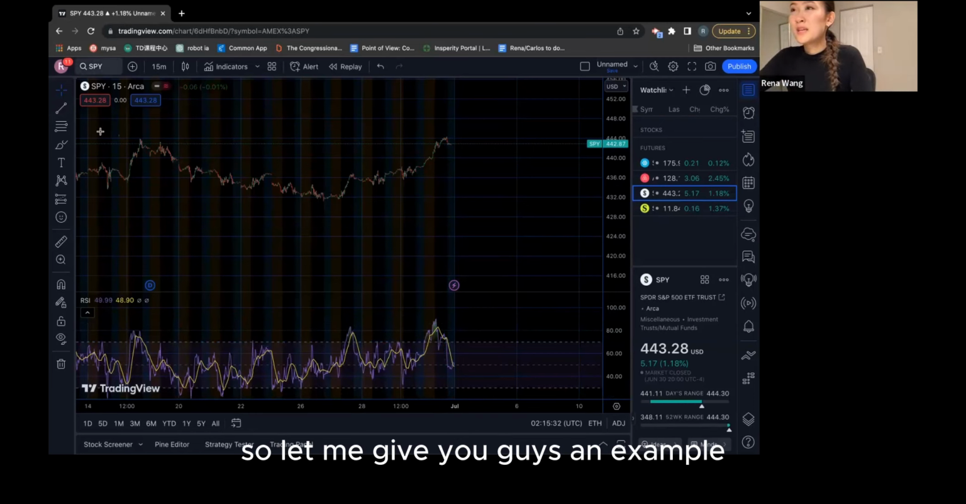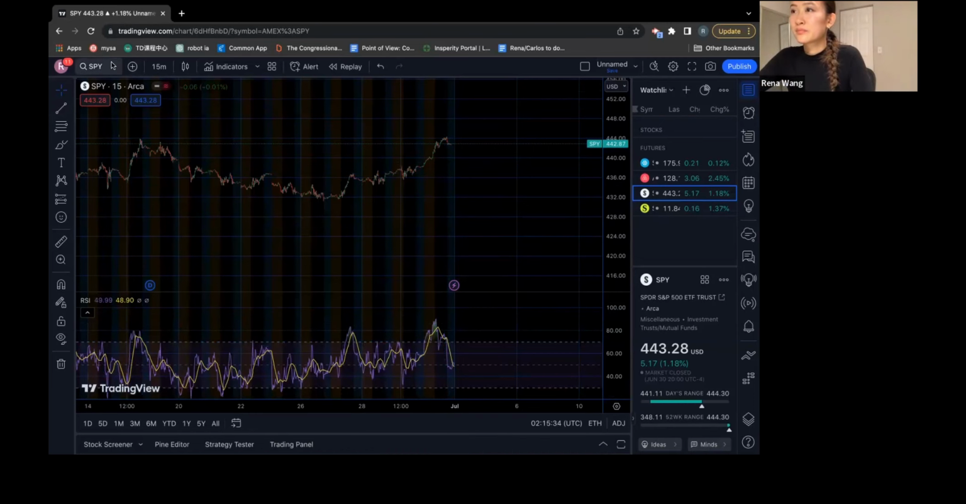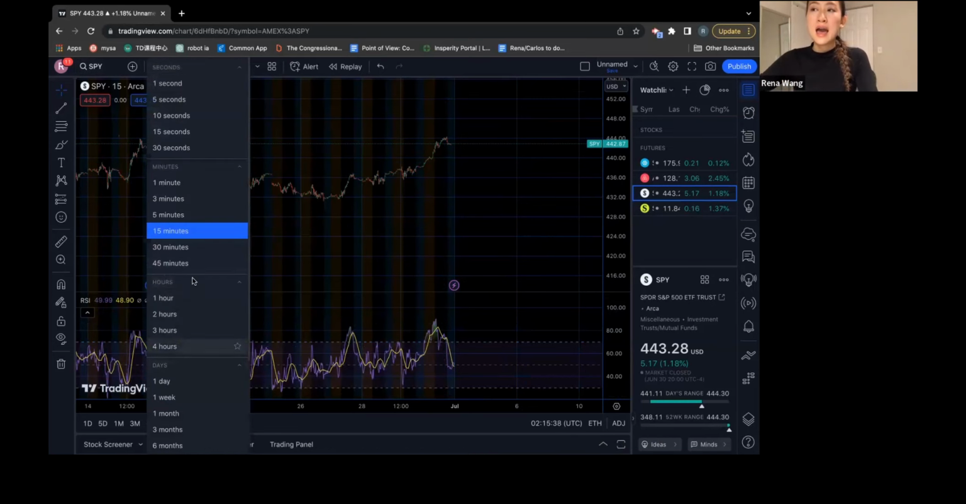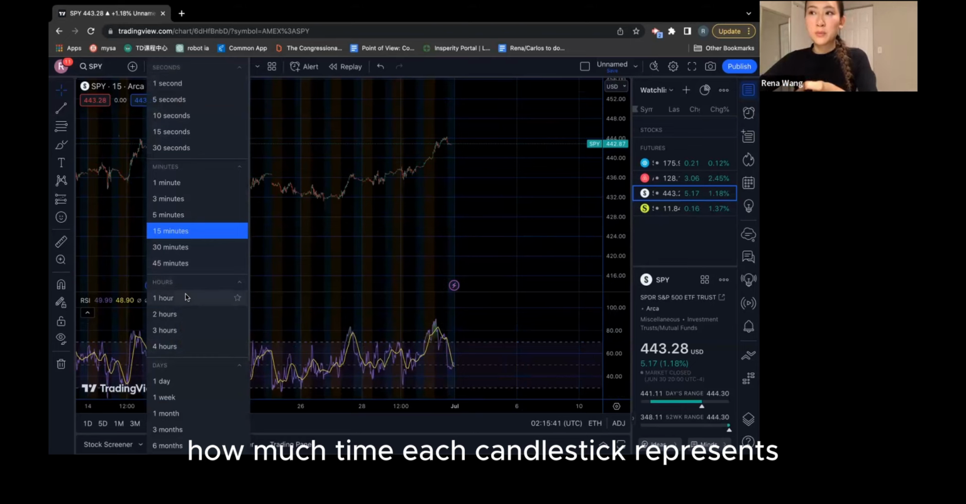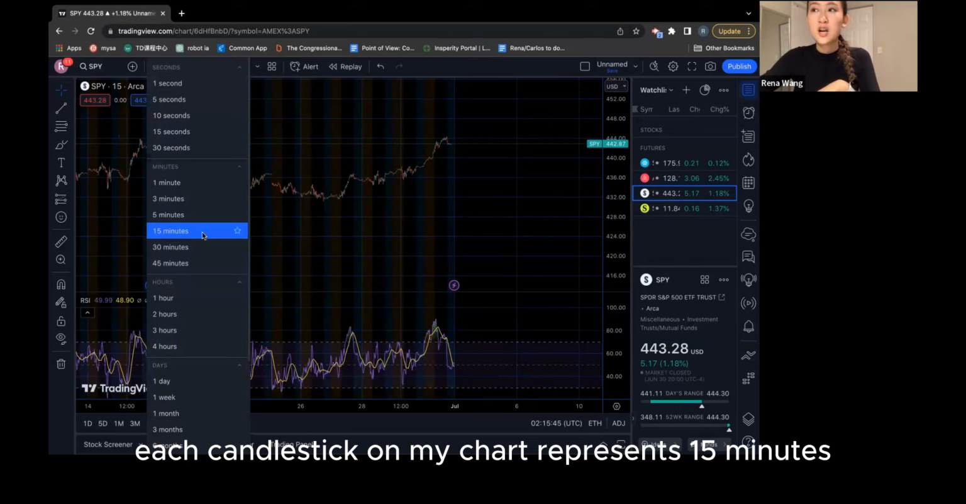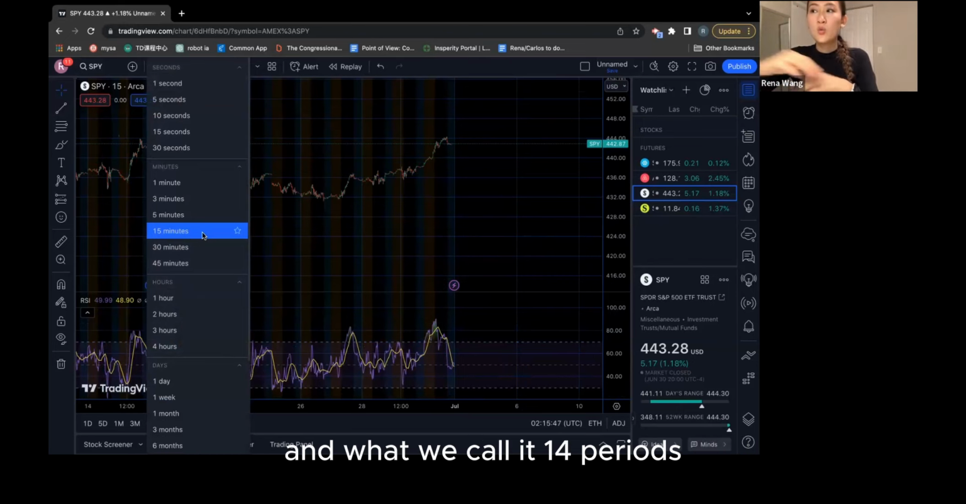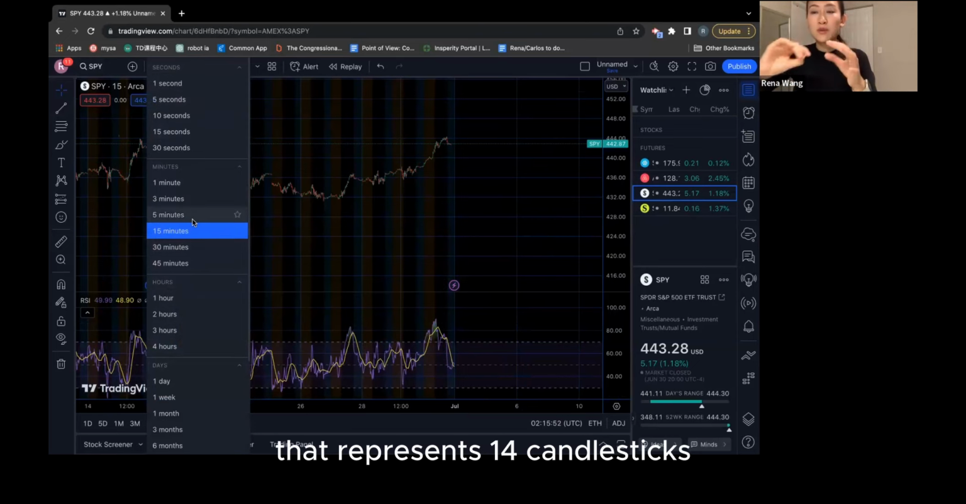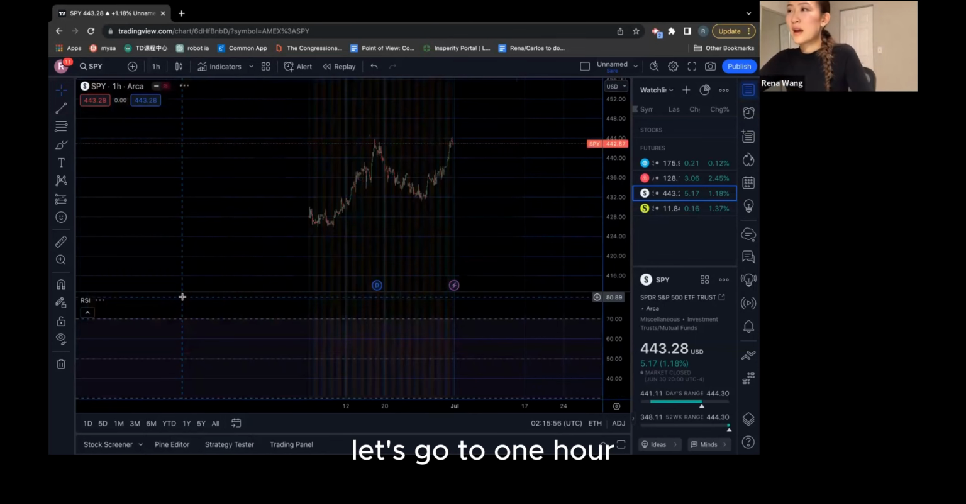So let me give you guys an example. Let's go to 1 hour period. So this is the period, right? How much time each candlestick represents. For example, right now I'm on 15 minutes. Each candlestick on my chart represents 15 minutes. And when we call it 14 periods, like the default setting, that represents 14 candlesticks. So if that connects, let's go to 1 hour.